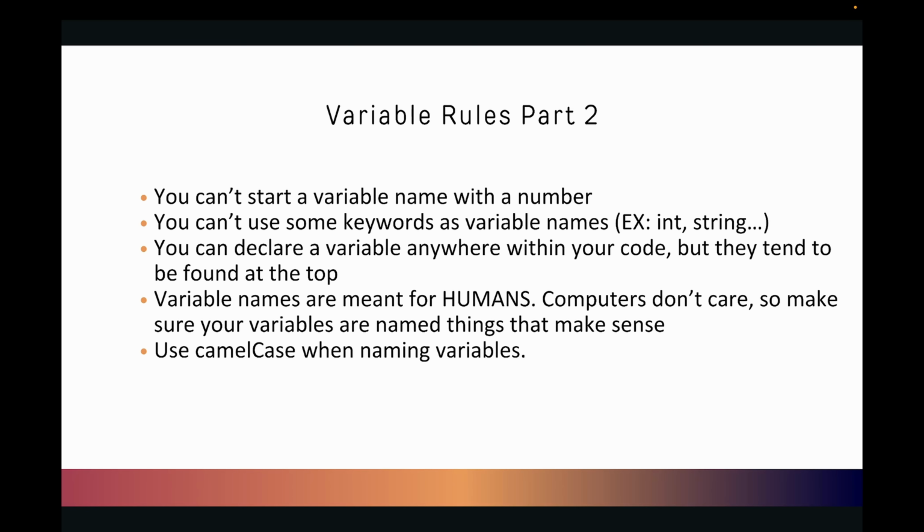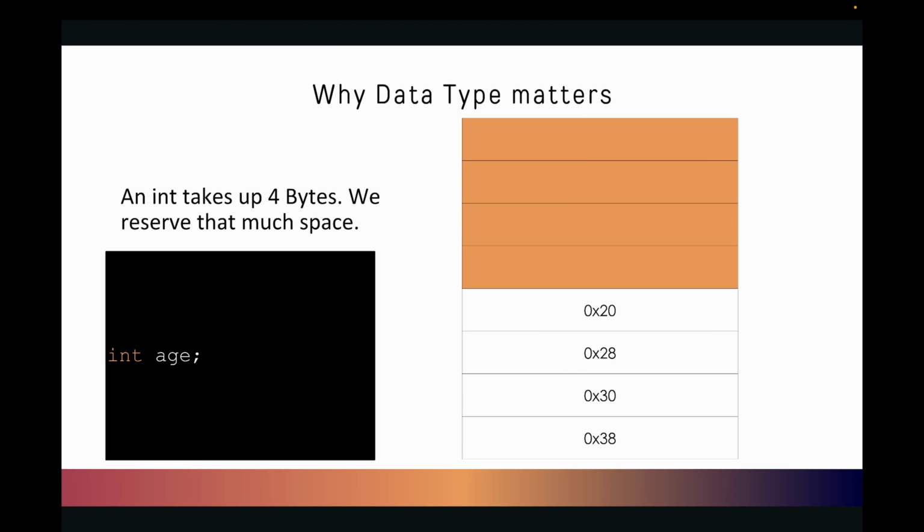Some more rules. You can't start a variable name with a number. You can't use some keywords, so you can't name a variable int. It doesn't work that way. You can declare a variable anywhere in your work, but tend to do it at the top. And keep in mind that variable names are meant for humans. The computer does not care what you call a variable. So your variable names should be something that makes sense to the reader, to another human, to understand what you're doing.